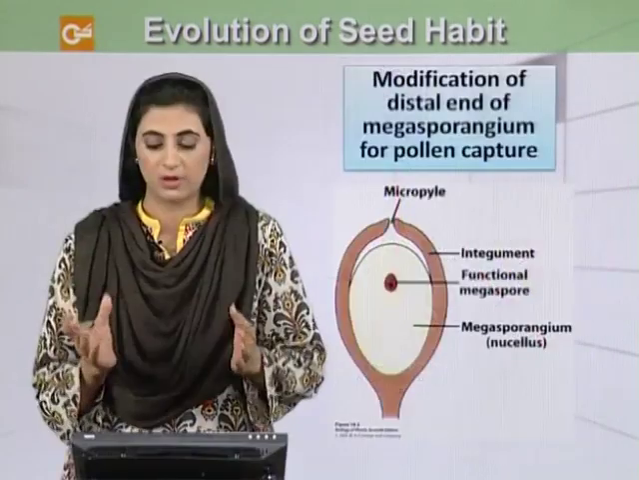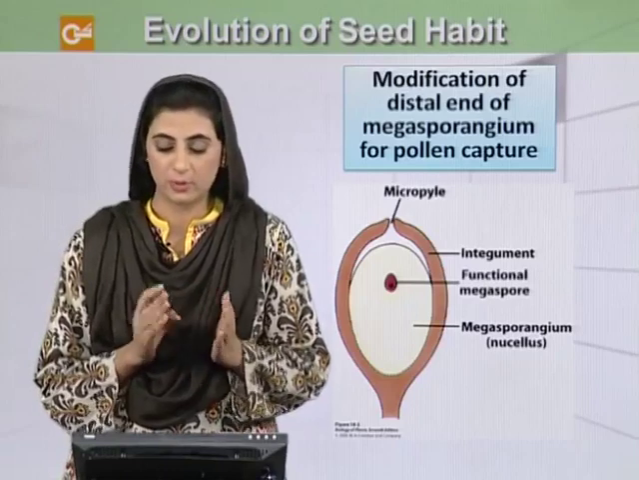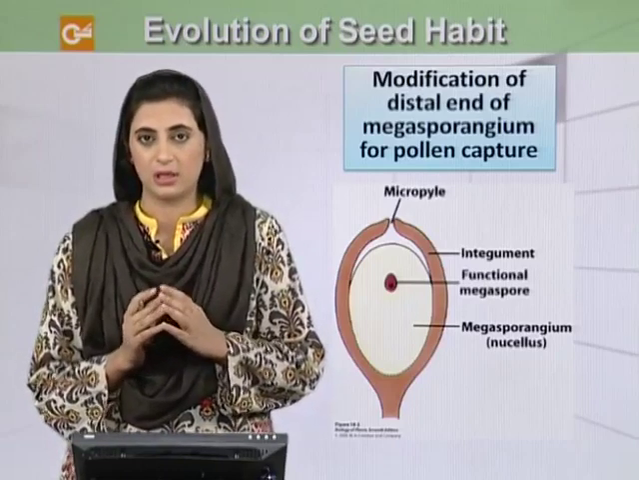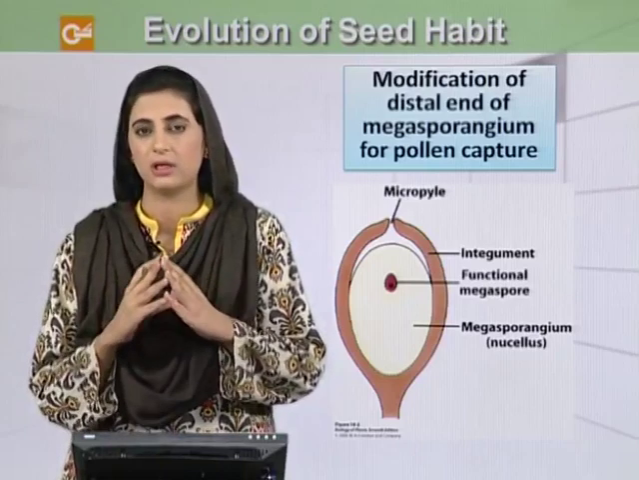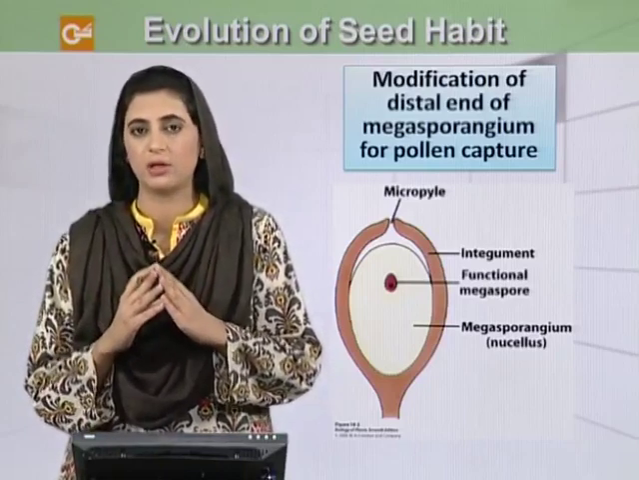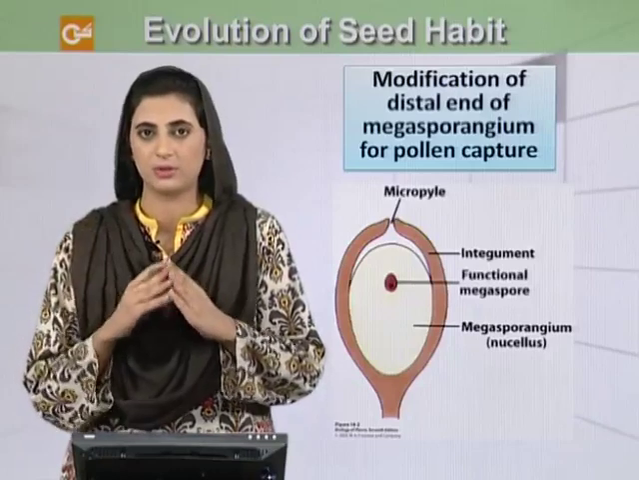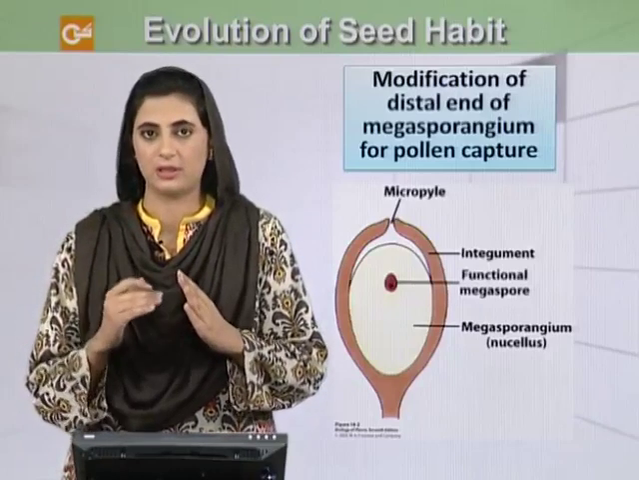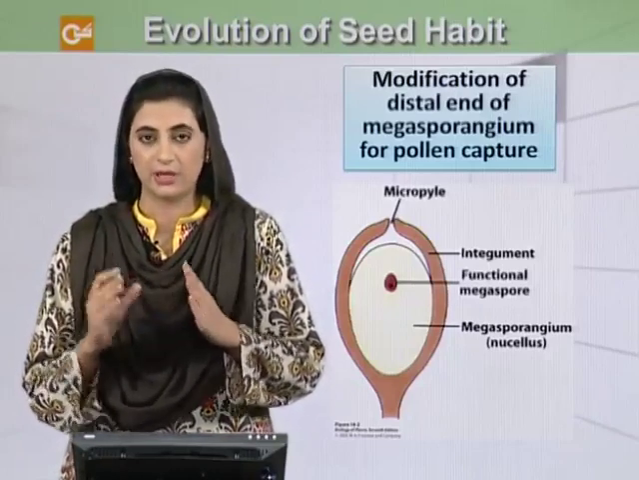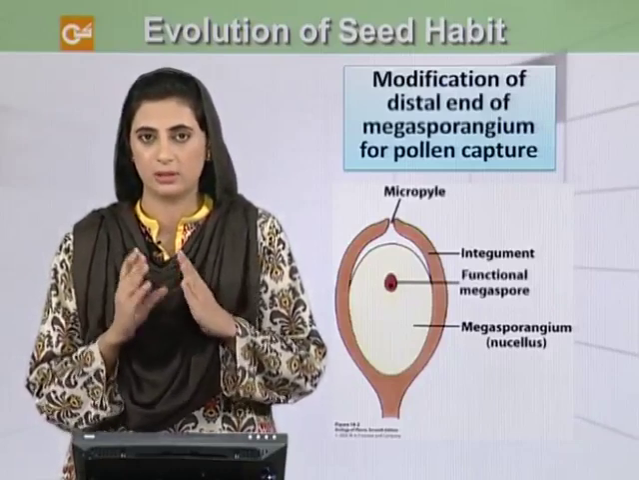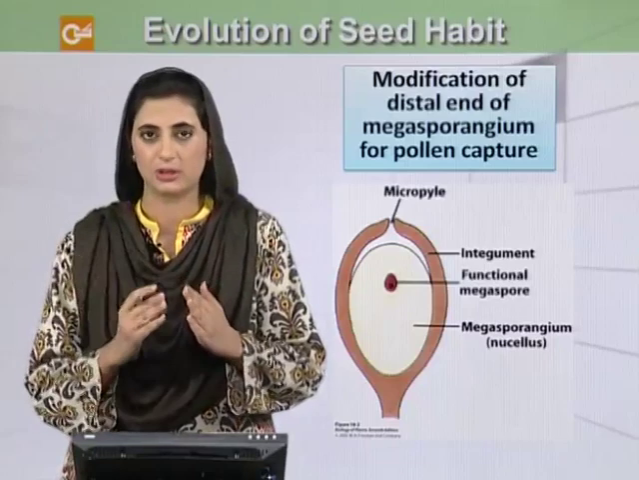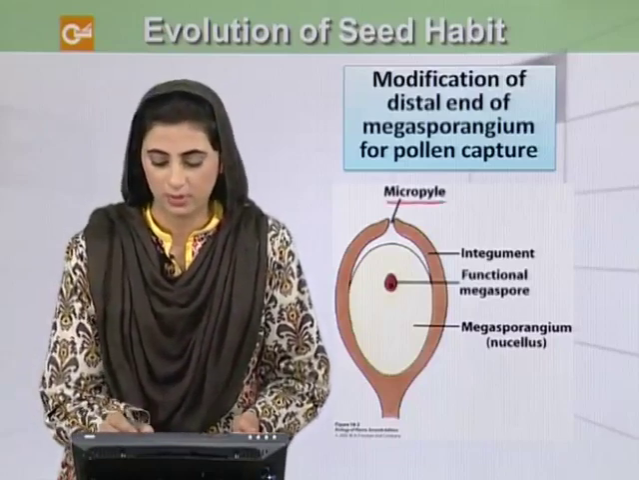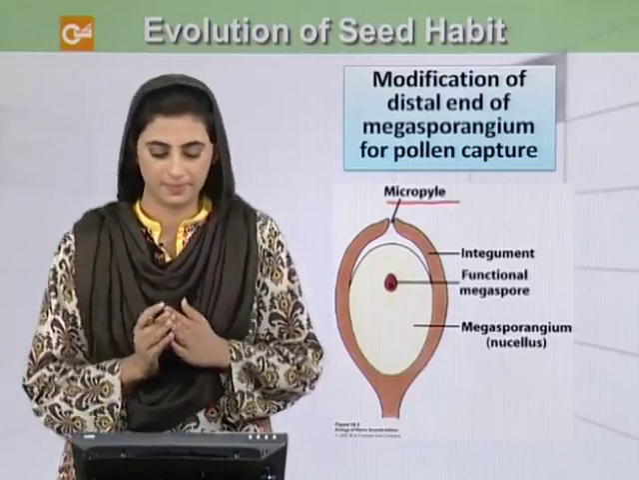And then there was a modification of the distal end of the megasporangium for pollen capture, because this was an indehiscent integumented structure which was not to move from its place, so pollen comes to the egg inside this structure, and for entrance of the pollen there was a distal end which was modified after all these changes, and this end was called the micropyle.